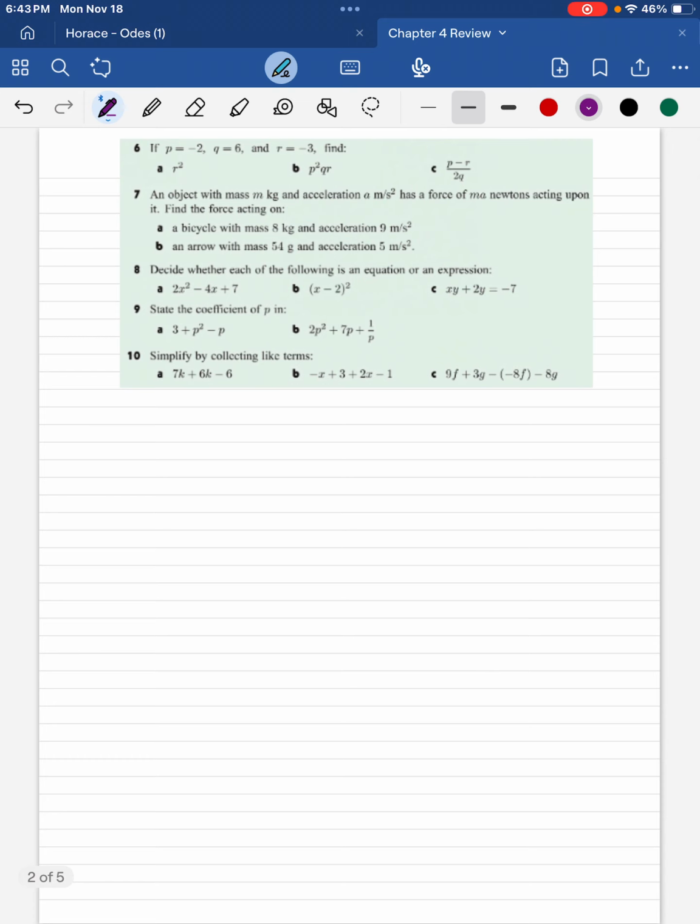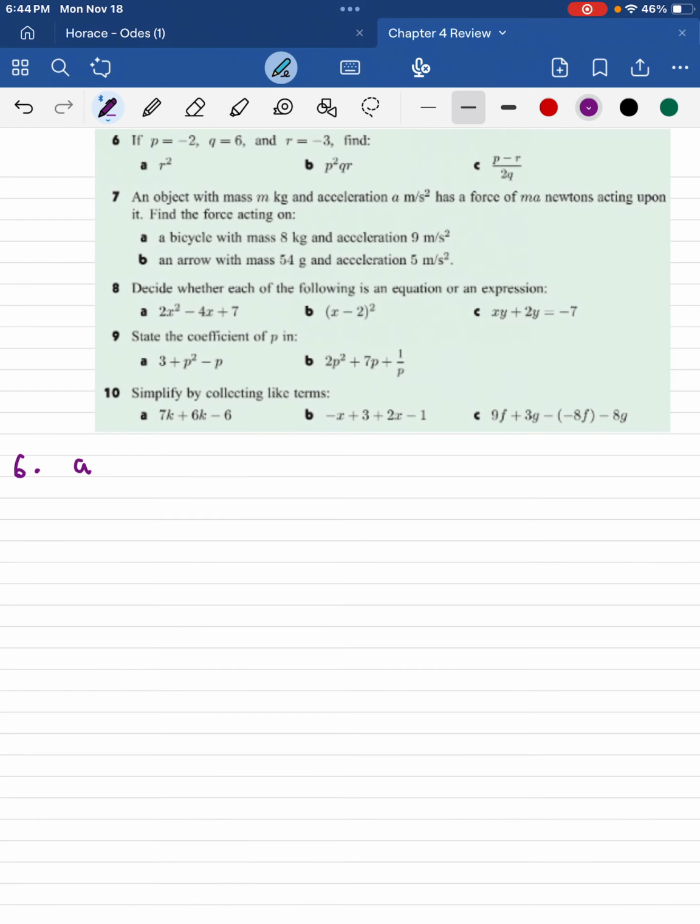Let's go to the next problem. If P equals -2, Q equals 6, R equals -3, find the following. Remember, these problems just deal with substitution. You're going to replace that letter with its equivalent value, and just make sure you put parentheses so that you don't have to deal with tricky negatives. Okay, so r squared, instead of having r squared, I'm going to replace the r with (-3) squared.